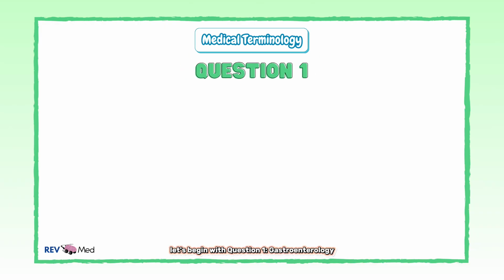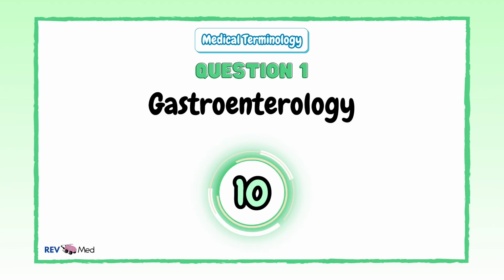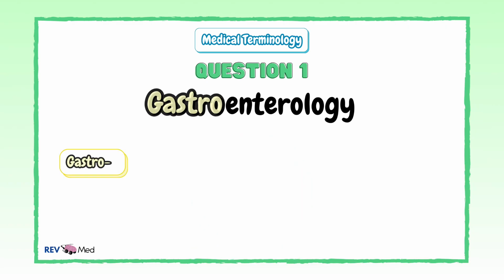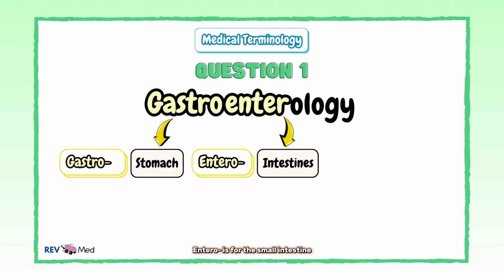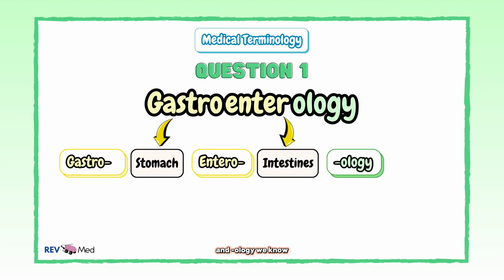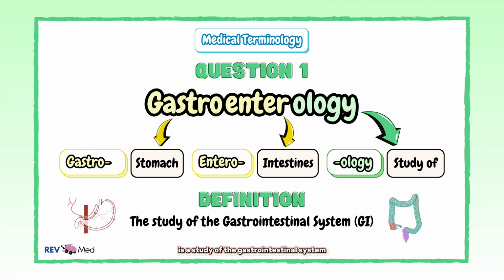Let's begin with question 1. Gastroenterology. You got 10 seconds. How'd you do? Let's break it down. Gastro is for the stomach. Entero is for the small intestine. And ology, we know, means the study of. Gastroenterology is a study of the gastrointestinal system, the GI.